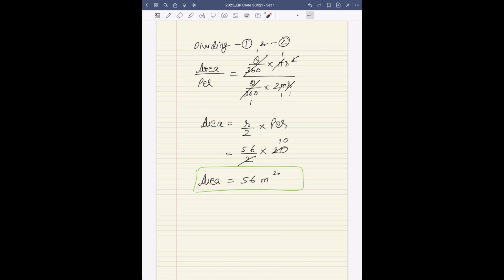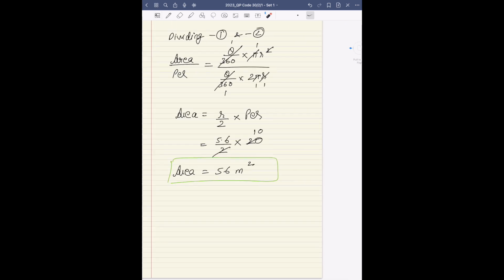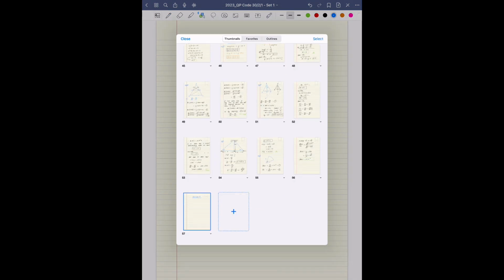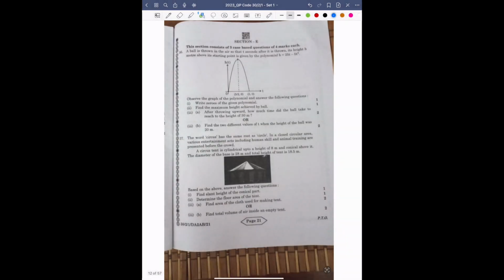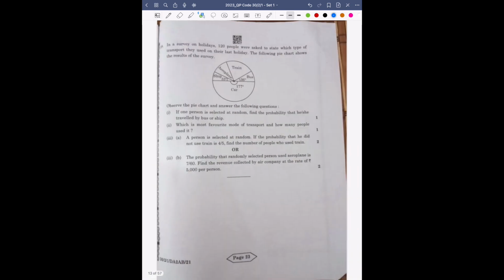Okay, moving on to section E. This is the last section, right? Okay, let me go back to the question to check whether you guys read it. Okay, this is section E. Now, section E has how many questions? One, two, three. Three questions.